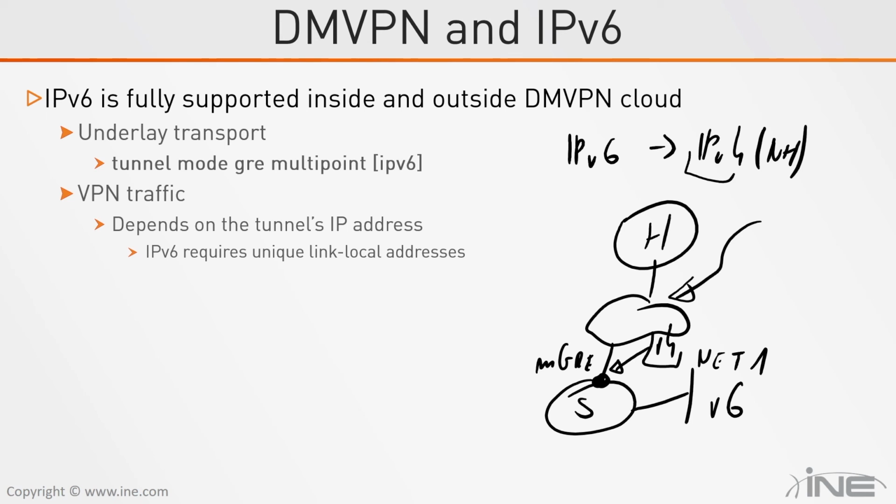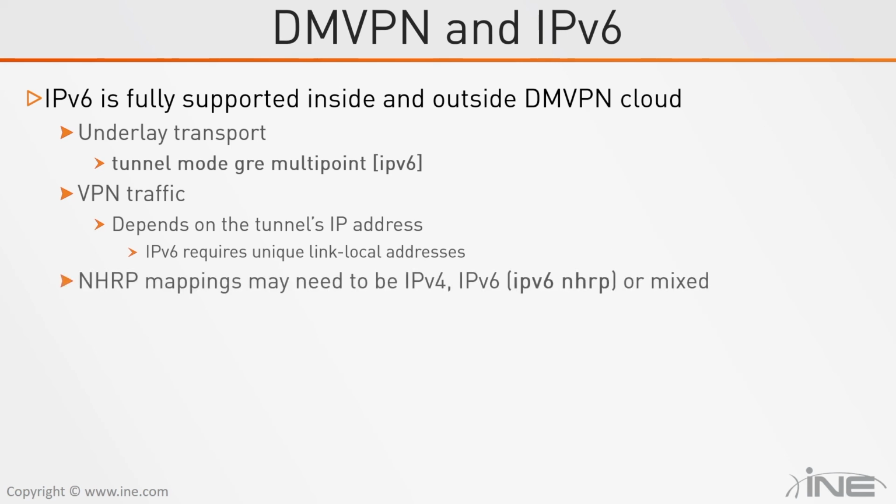So whenever you want to protect version 6 subnets, you will also have to configure a version 6 address on the tunnel. If you want to protect version 4, you want to use version 4 on the tunnel. You cannot mix these two. It doesn't make any sense to do this.